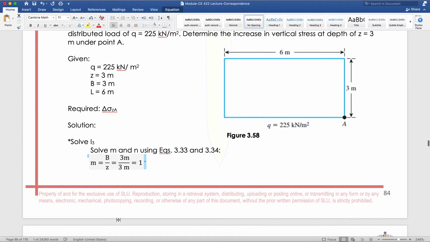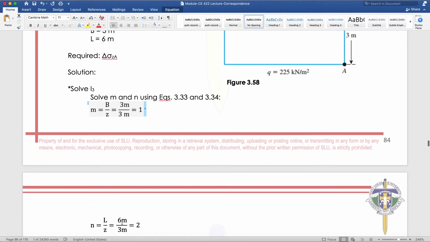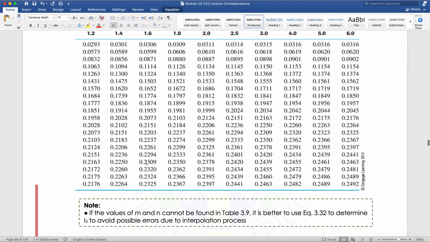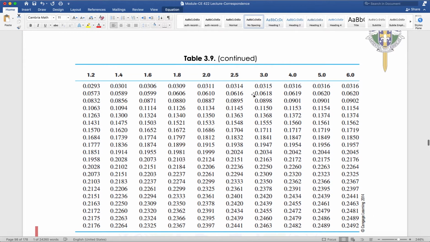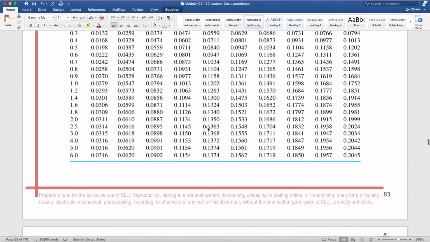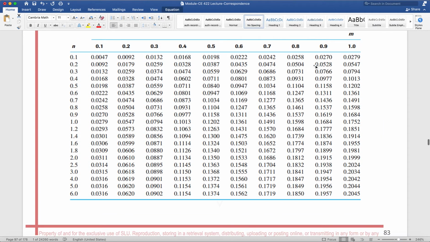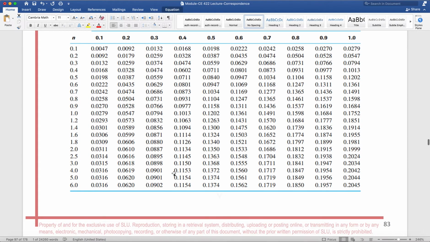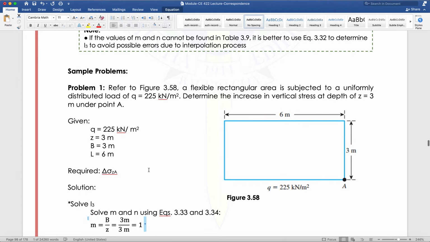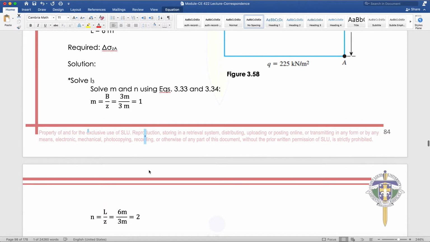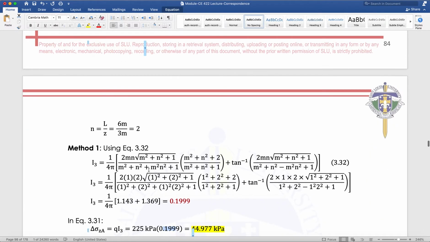So m is 1, n is 2. Okay. So we have passed the m value of 1 here, so let's go back. Okay. So m, we have 1, n is 2. So this is 2 coinciding with 1, the same, 0.1999. So definitely it will give us the same answer.